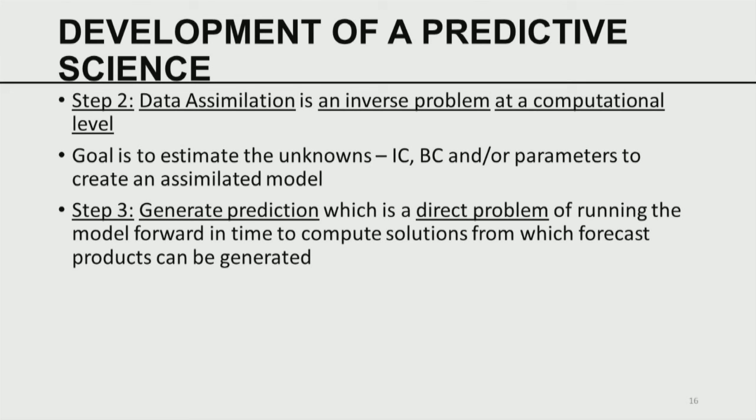So to solve the direct problem of prediction, the forward problem of prediction, I have to solve two inverse problems: one to develop the model, another to do the data assimilation. So inverse problems at two levels and a forward problem at the third level are intertwined, and they complete the picture of what underlies predictive science.